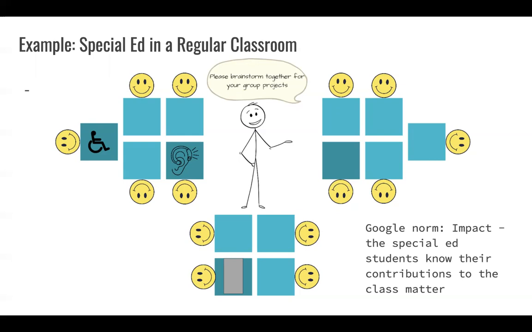The student to the right of the teacher has ADHD, so the teacher lets her sit near him so he can help keep her on topic. Additionally, the teacher is fully including the special ed students in this classroom activity, asking all the students to brainstorm together. A Google norm this touches upon is impact. The special ed students know that their contributions to the class matter and make a difference.